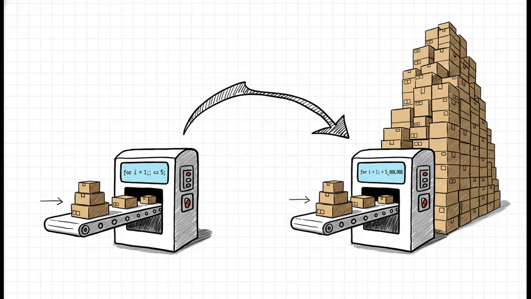Okay, so why is this so important? Let's say you're building an e-commerce site. Instead of having to manually call a function for every single order, you just use a loop. This exact same piece of code could process 5 orders or 5,000,000 orders. All you have to do is change the condition. That is what we mean by scalability.